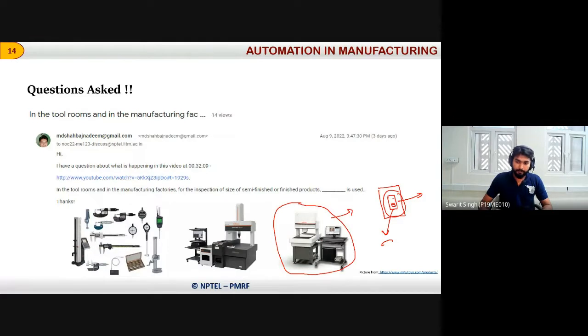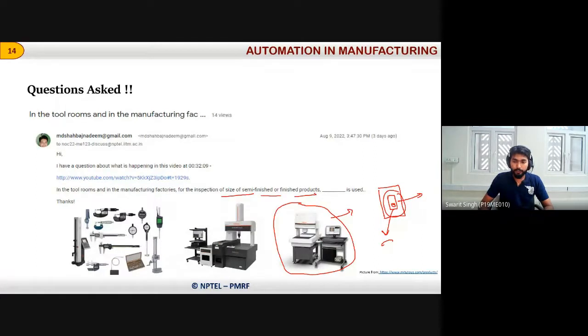This is a very advanced technique, and there are lots of advantages of using this vision based system over the CMM. I hope you got some idea about what kind of instruments are there in the metrology room for the measurement of inspection, or for the measurement of size of semi-finished or finished products.